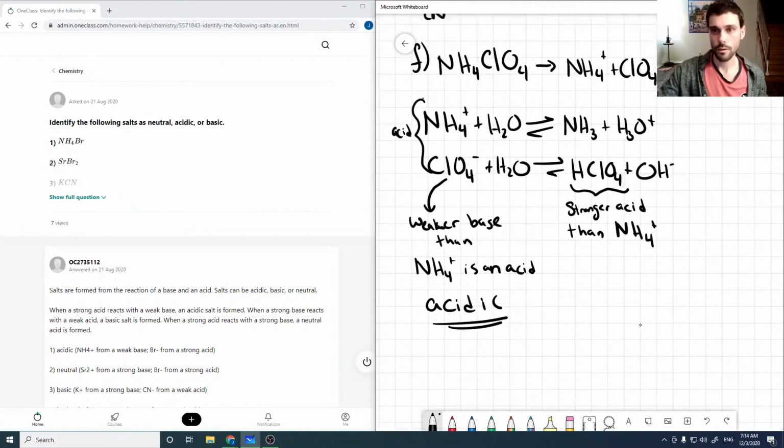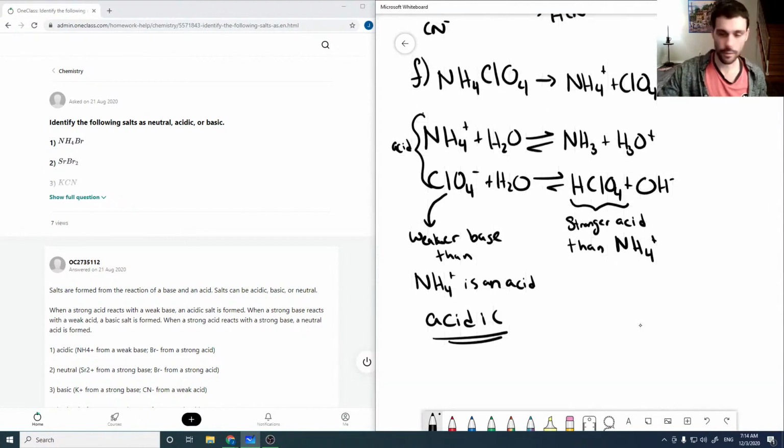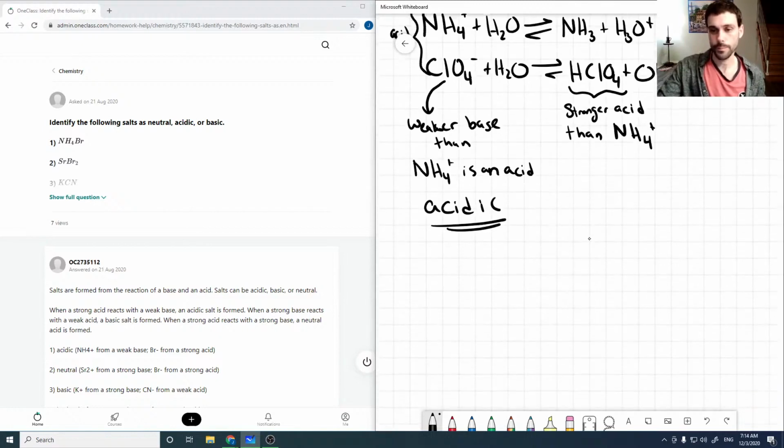Okay. So it was very similar rationale to the previous question, or to the previous salt, because it's just a competition between the acid and base, and as the acid is stronger, then the whole solution is acidic.